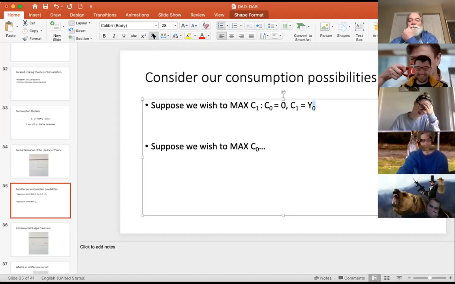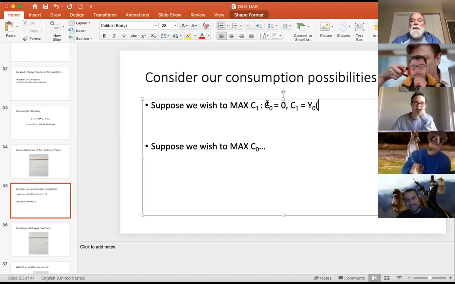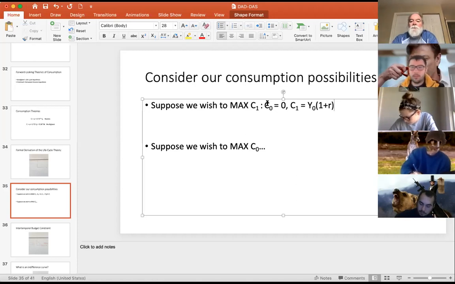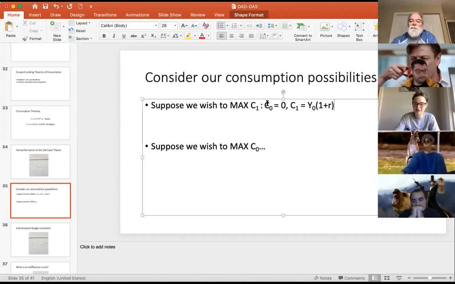Okay, now here's what I think you would do. You would take all of your income, Y0 today, and you would put it in the bank. And by tomorrow, this is how much you would have: Y0 times (1 plus R), where R is the interest rate that you earn. To put some numbers here, suppose you could earn 5%, and suppose your income today is $100. Then tomorrow, you would have (1 plus 5%) times 100, which is $105.